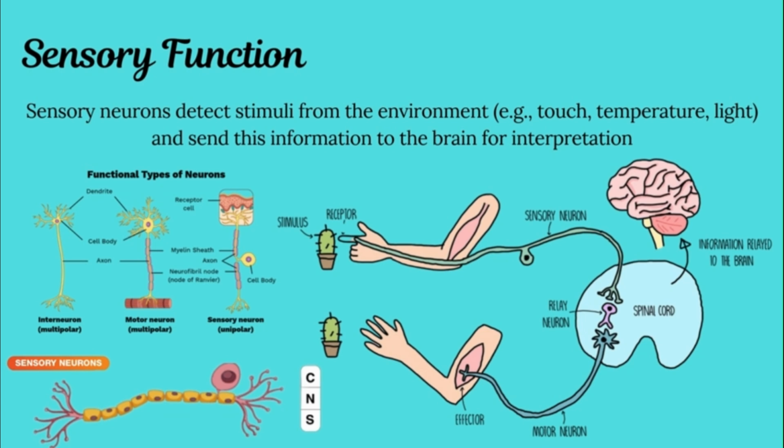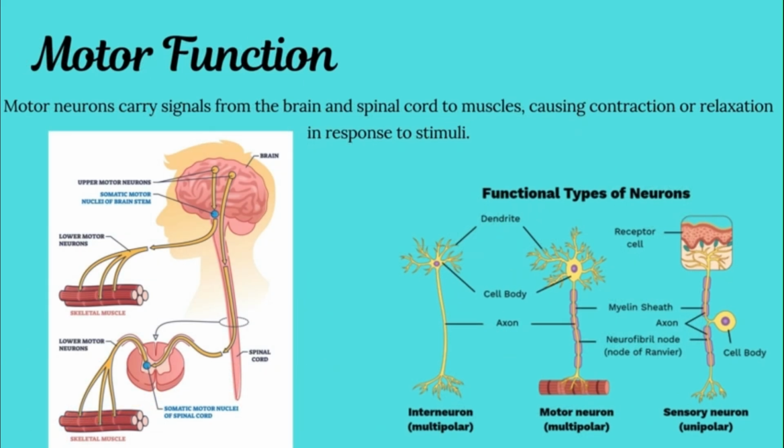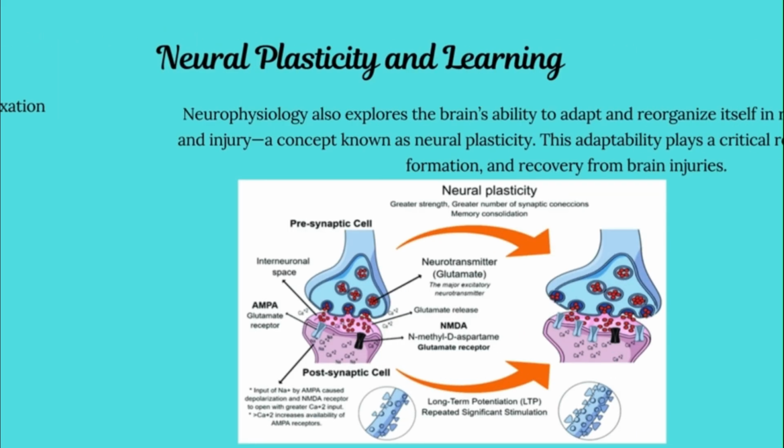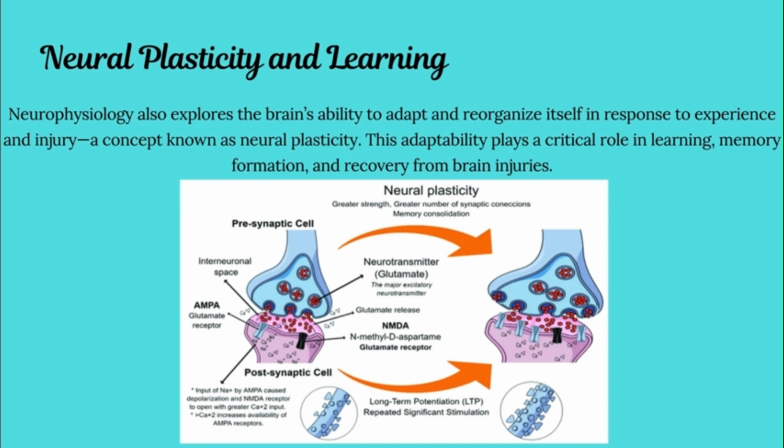Sensory function. Sensory neurons detect stimuli from the environment, e.g., touch, temperature, light, and send this information to the brain for interpretation. Motor function. Motor neurons carry signals from the brain and spinal cord to muscles, causing contraction or relaxation in response to stimuli. Neuroplasticity and learning.